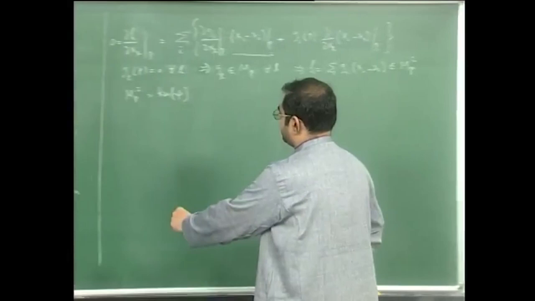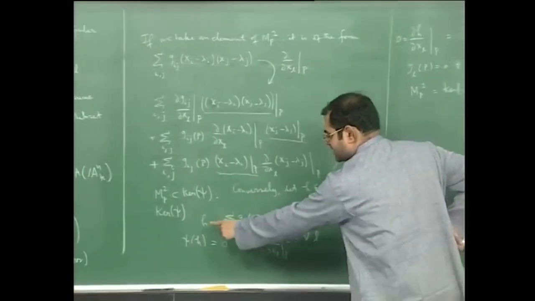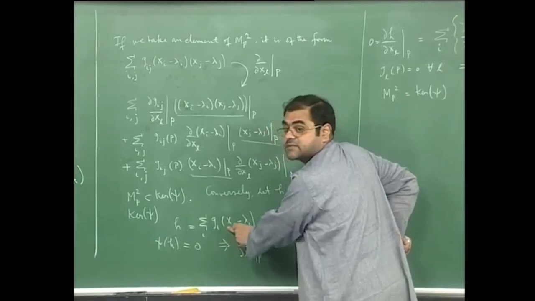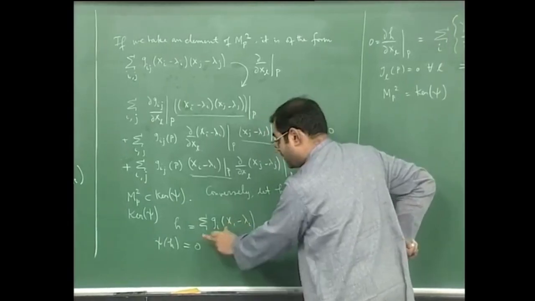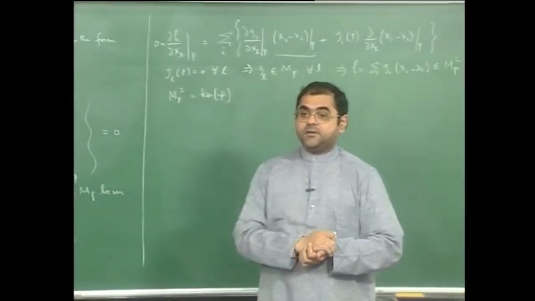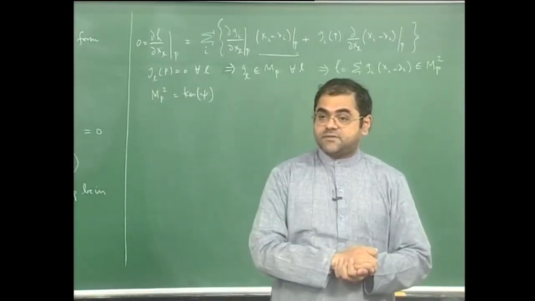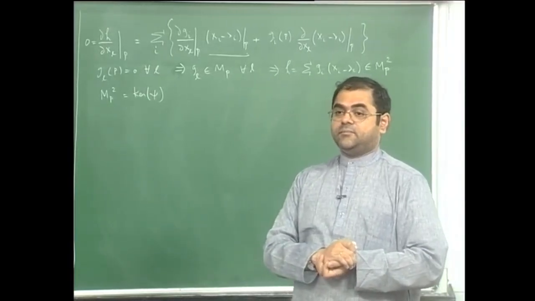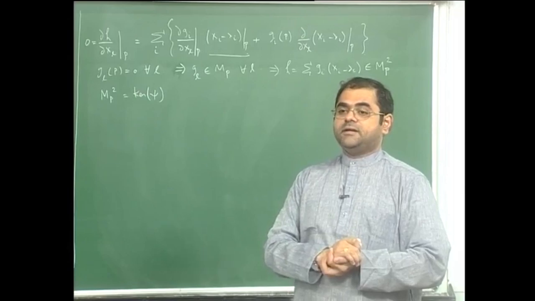Why take H in MP? If H is not in MP, I cannot write it in this form. It has to be generated by the generators of MP. So H is in this form if and only if it is in MP, because the xi minus lambda i are the generators of MP. A general H need not be like that. Any polynomial need not be like that.